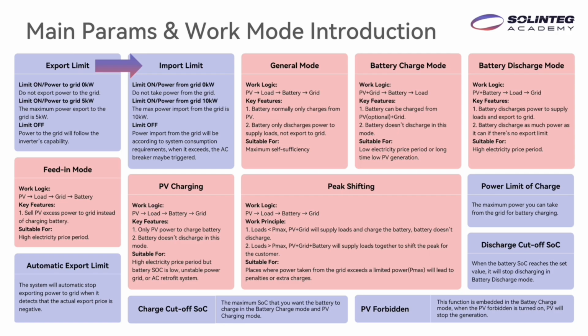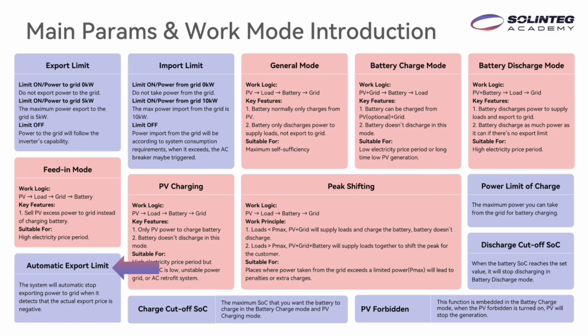And the next is the import limit. As we mentioned, this parameter mainly relates to the contract we have made with the grid operator, and also to the size of the main breaker in our house. If we turn on this function and set the value as 0, that means we don't want to take power from the grid. If we turn on this function and set the value as 10, that means the maximum power input from the grid is 10 kilowatts. And if we turn off this function, the power import from the grid will follow the system's consumption requirements, and when it exceeds the limit, the AC breaker will be triggered.